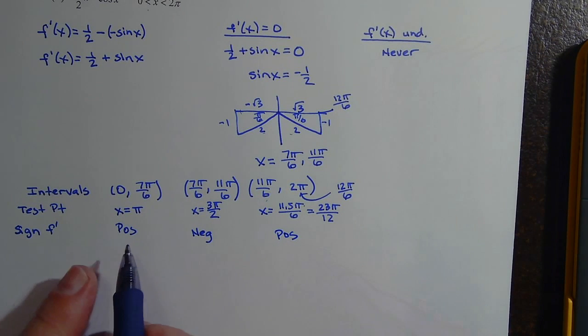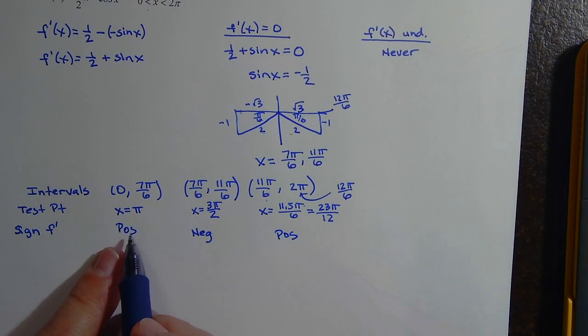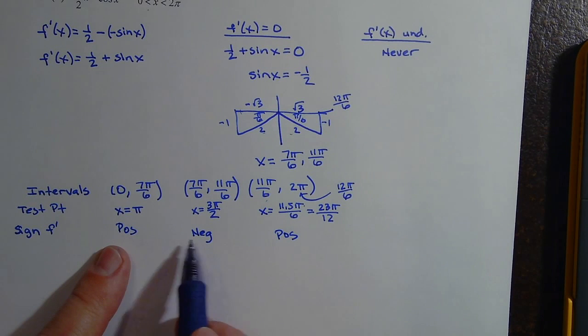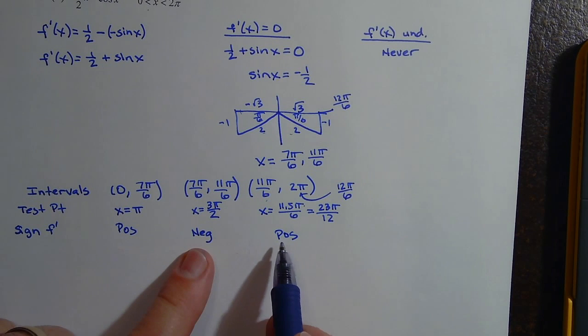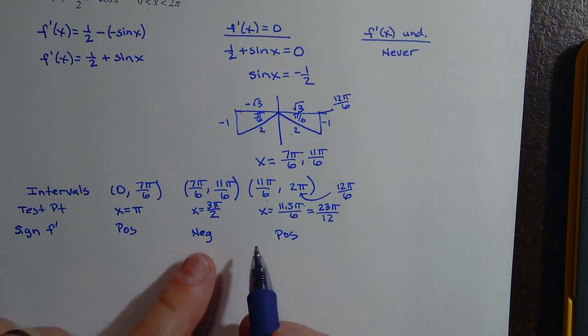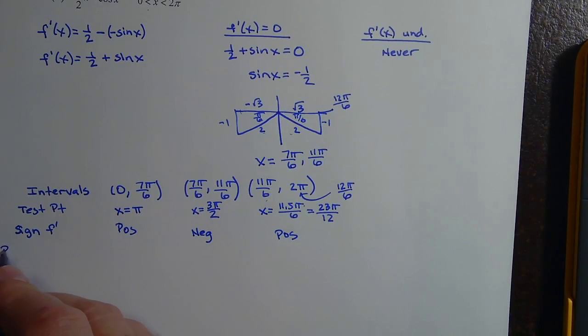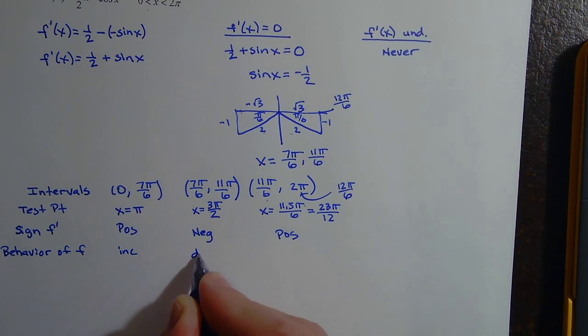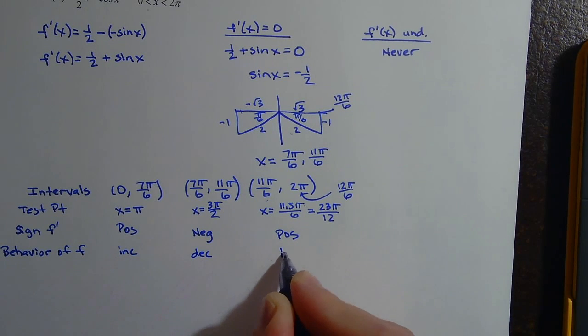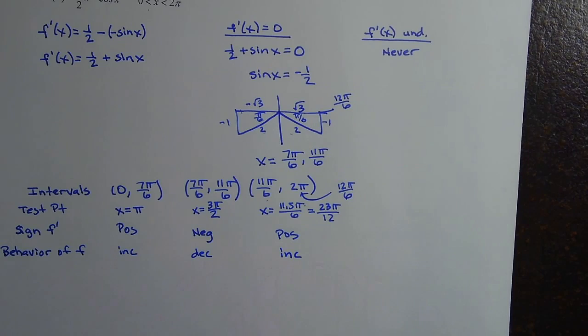Okay, so the derivative went from positive, okay, so that means the graph is going up, to going down. We have a relative max right here, okay? And then it went from going down to going up. We have a relative min right here, okay? So the behavior of f is it's increasing, and then it's decreasing, and then it's increasing again, okay?